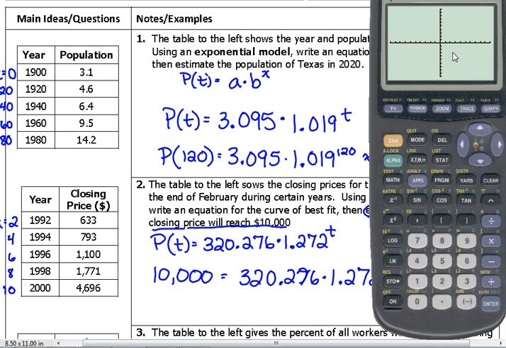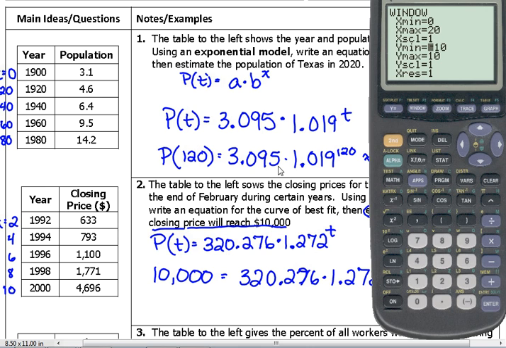My normal window is negative 10 to 10. So we got to change the window. Our x values are correlating to our years. So we don't need negative time. That doesn't make any sense. So I'm going to make my x minimum 0. I have up to year 10 in my table. Obviously, I got to go past that, right? Because I'm only up to less than $5,000 at year 10. I got to get to 10,000. So how about we make it 20, just to be on the safe side.